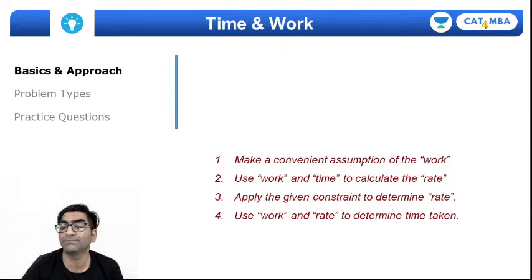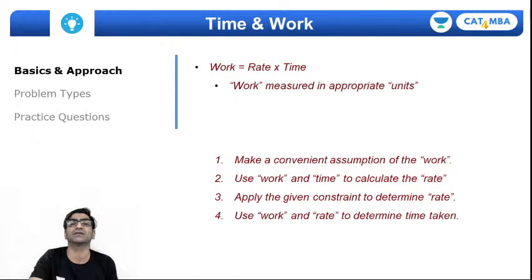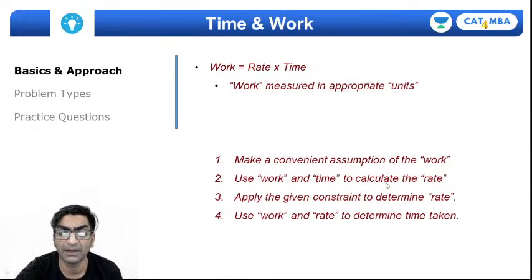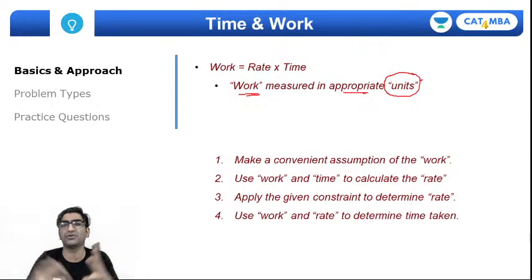Right. So what do we do today? Time and work. I think the fundamentals are fairly straightforward. The formula, much like distance, speed and time, is that work is equal to rate into time, right? The amount of work that is done in any scenario is measured in appropriate units, right? So there's no real unit, because how do you quantify work?